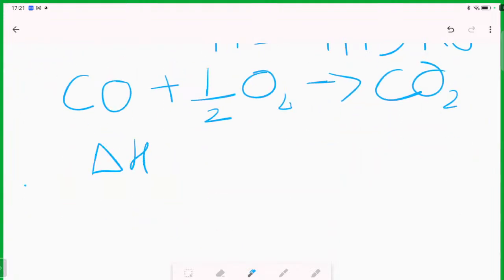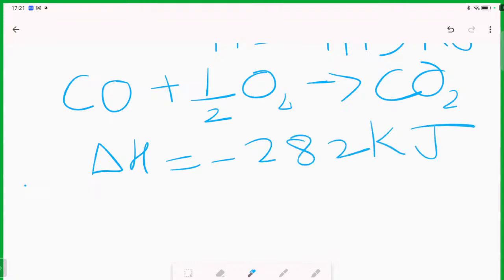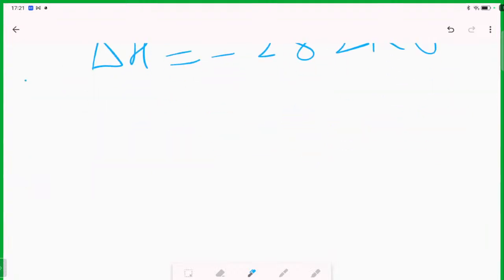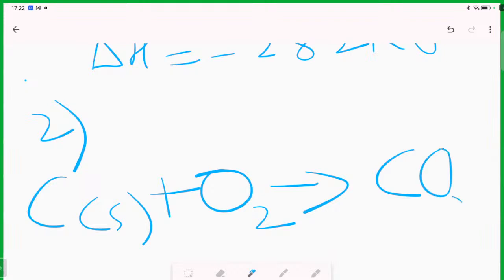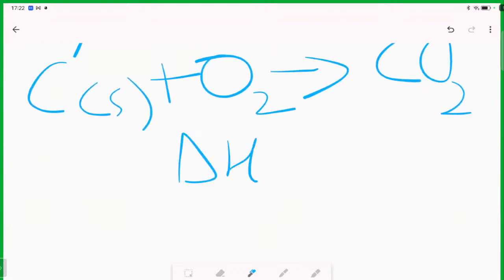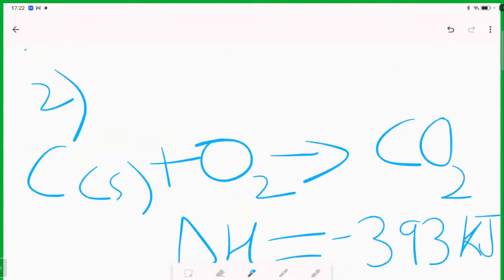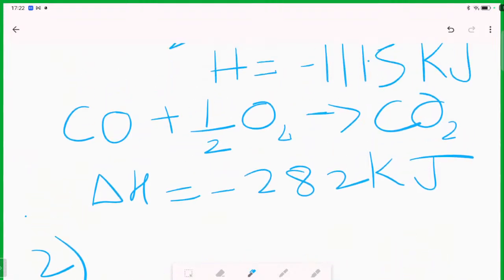अब इसमें कितना H लगा? -282 किलो जूल, ओके. और एक तरीका ये हो सकता है, दिस इज सेकेंड वे, कि डायरेक्टली जो C सॉलिड में था उसको O2 से रिएक्ट करवाए और डायरेक्टली CO2 फॉर्म हुआ। इसका क्या H है? -393 किलो जूल, राइट। और ये जो 2 स्टेप्स में प्रोसेस हुआ उसका भी अगर हम समेशन करें तो ये भी आएगा हमको -393 किलो जूल.